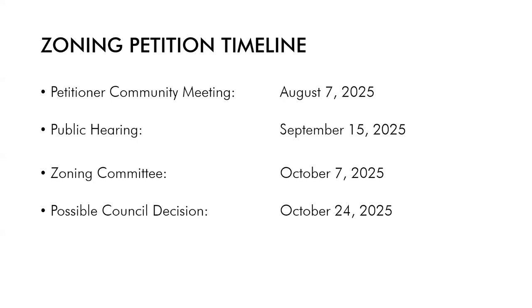So this evening, August 7th, we're holding our petitioner community meeting. Next up is our public hearing, which is a joint public hearing in front of the City of Charlotte City Council and Zoning Committee, which we are anticipating to be September 15th, 2025. Then we would go before the Zoning Committee for a recommendation on the rezoning petition at their October 7th meeting, followed by a possible City Council decision on October 24th.